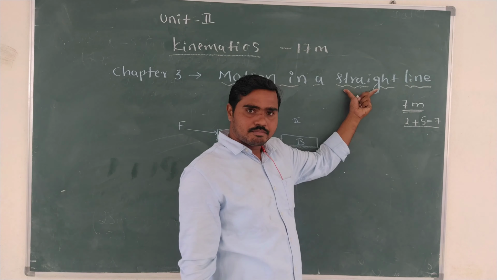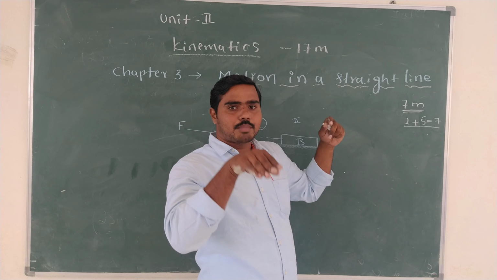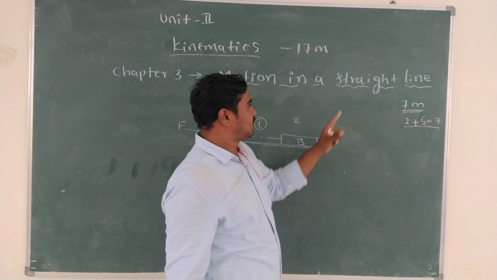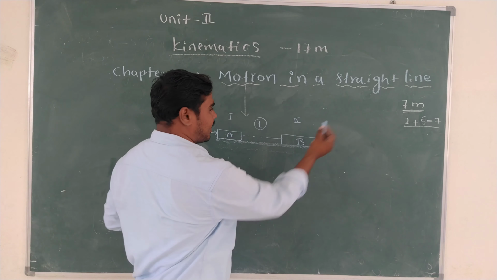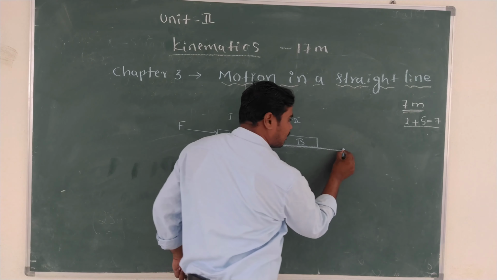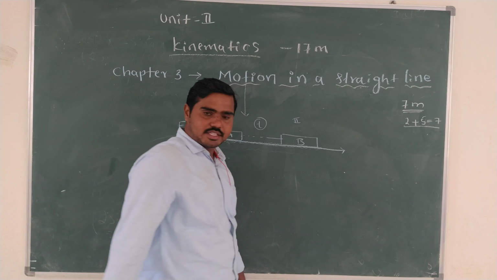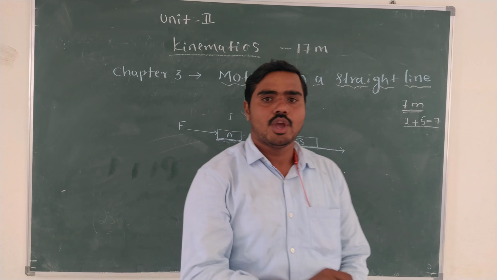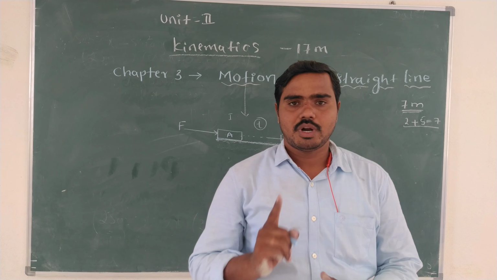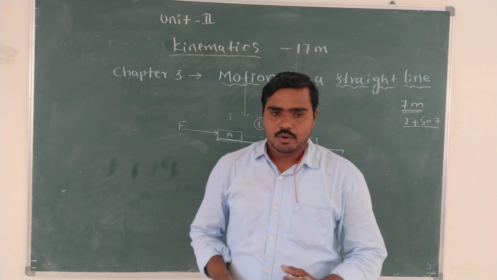Motion in a straight line: a straight line means the body is moving along only one direction. The body moves along a straight line. An example for that is a freely falling body, which is one dimensional motion.